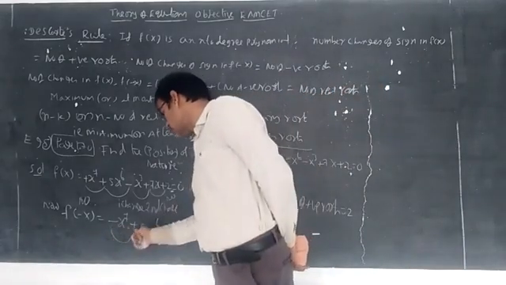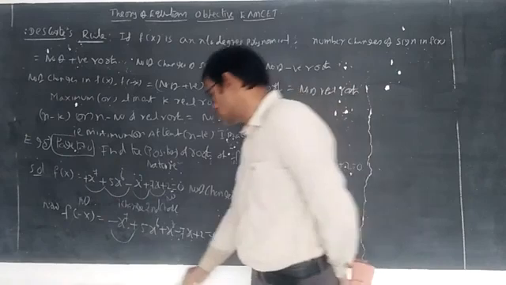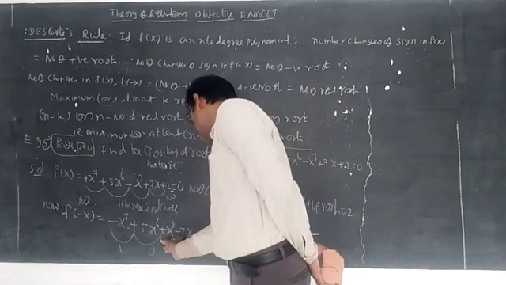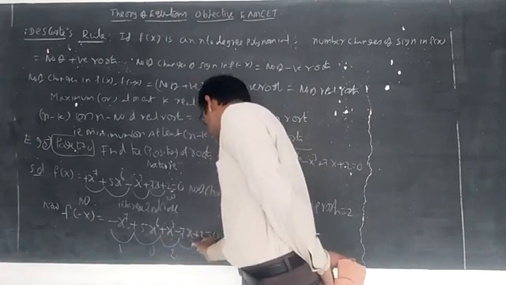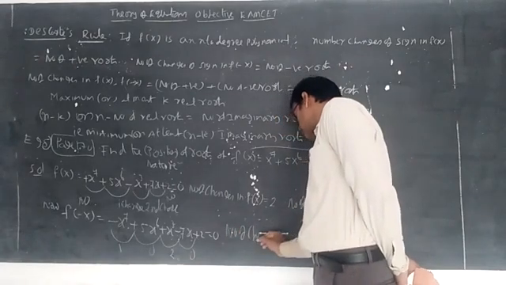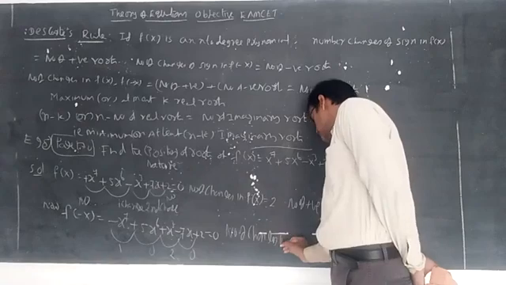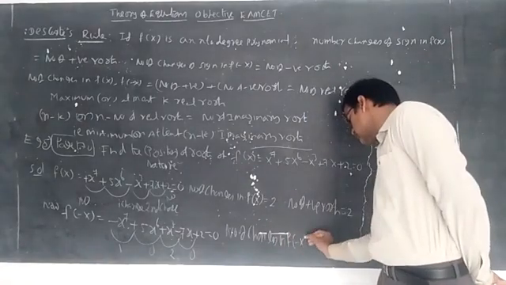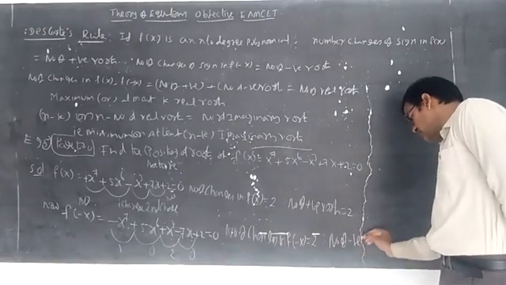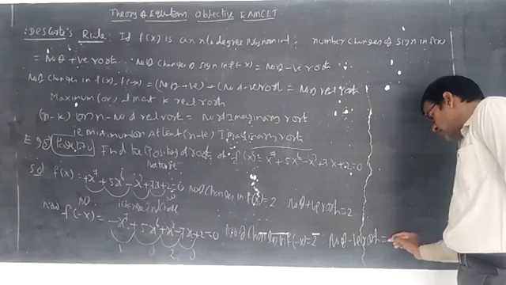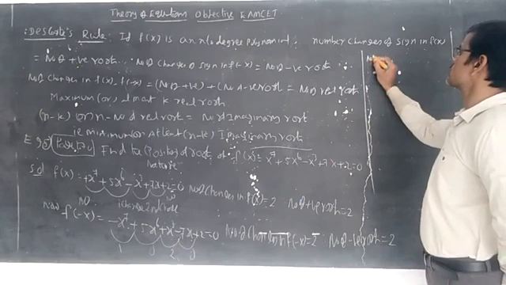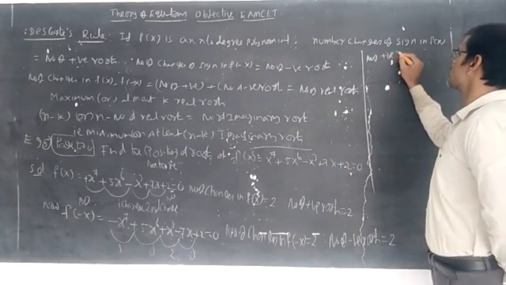How many changes are there? Minus is becoming plus, it is considered one change. Plus is becoming plus, no change. Plus is becoming minus, this is the second change. This is 0 change. So the number of changes in f of minus x is equal to 2. Therefore, you can write the number of negative roots equals 2. So we can conclude that the number of positive roots plus the number of negative roots.